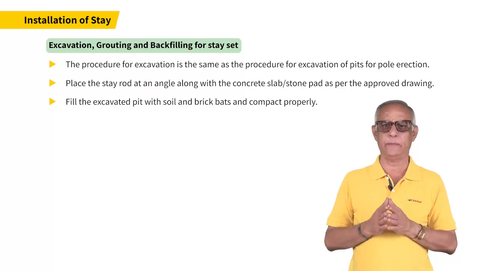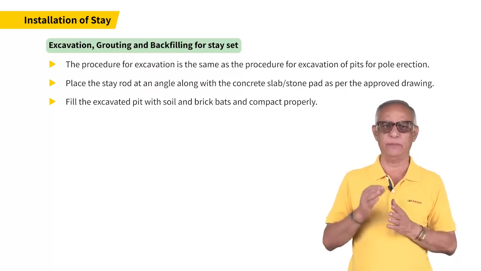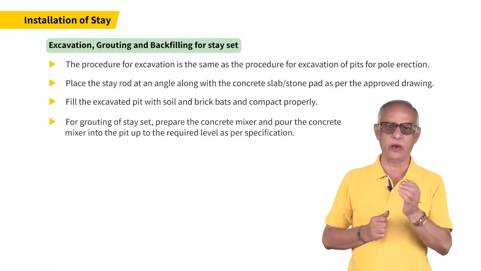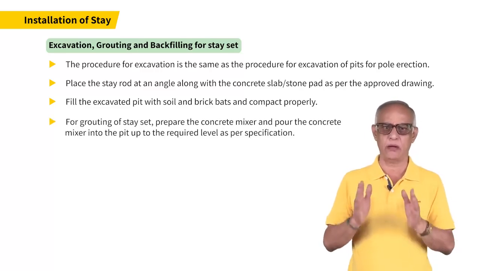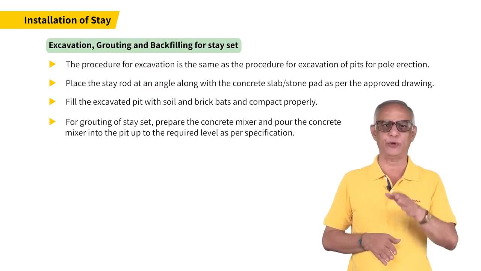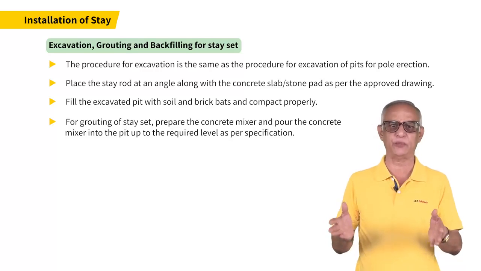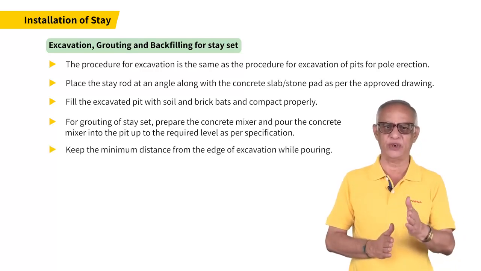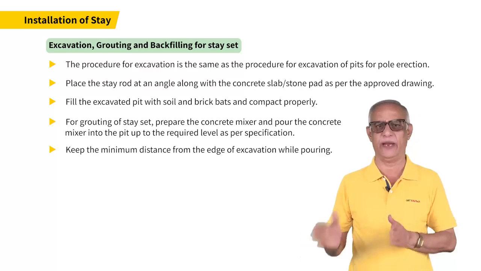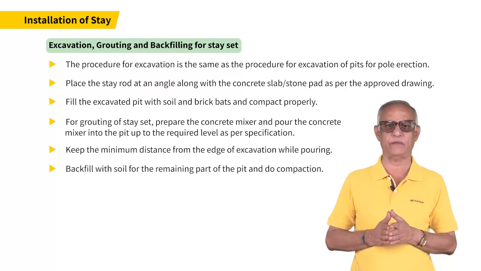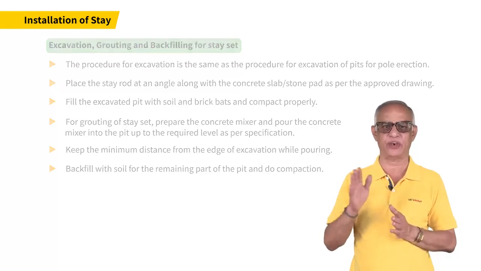Fill the excavated pit with soil and brickbats and compact properly. For grouting of the stay set, prepare the concrete mixture and pour it into the pit up to the required level as per the specification. Keep the minimum distance from the edge of the excavation while pouring it. Backfill with soil for the remaining part of the pit and do compaction.